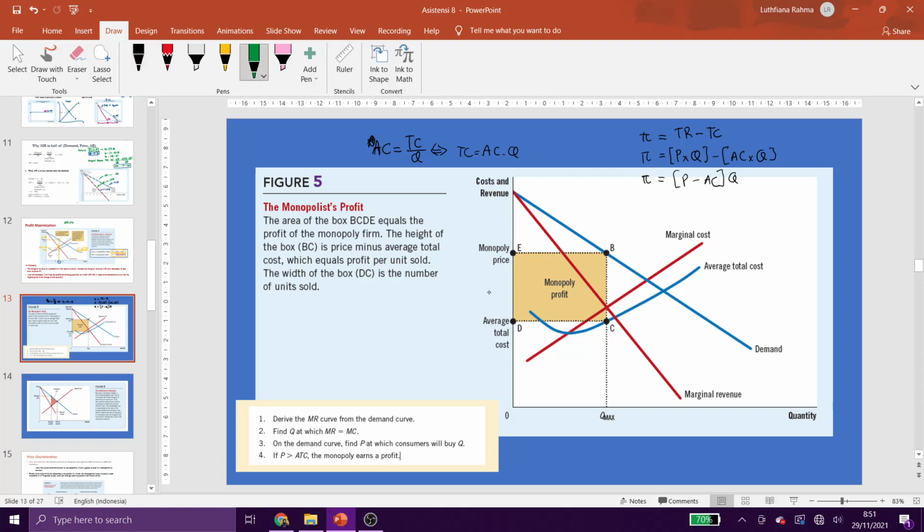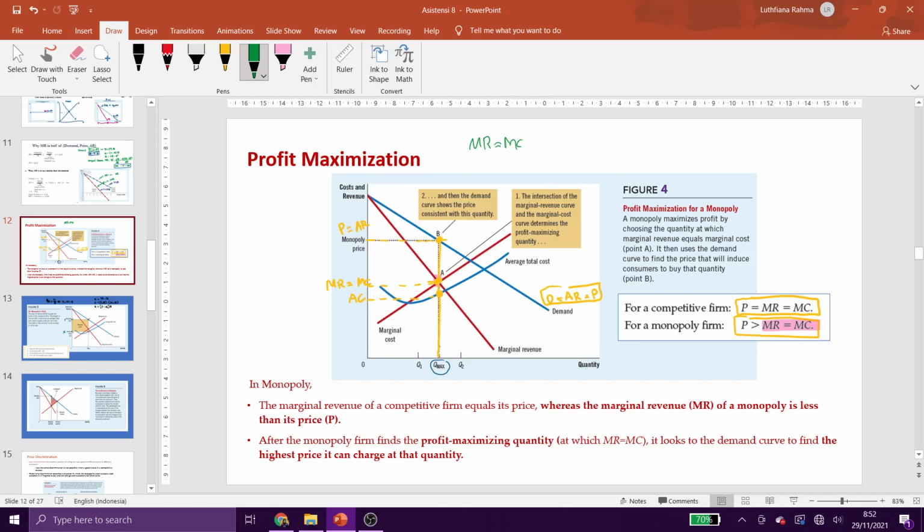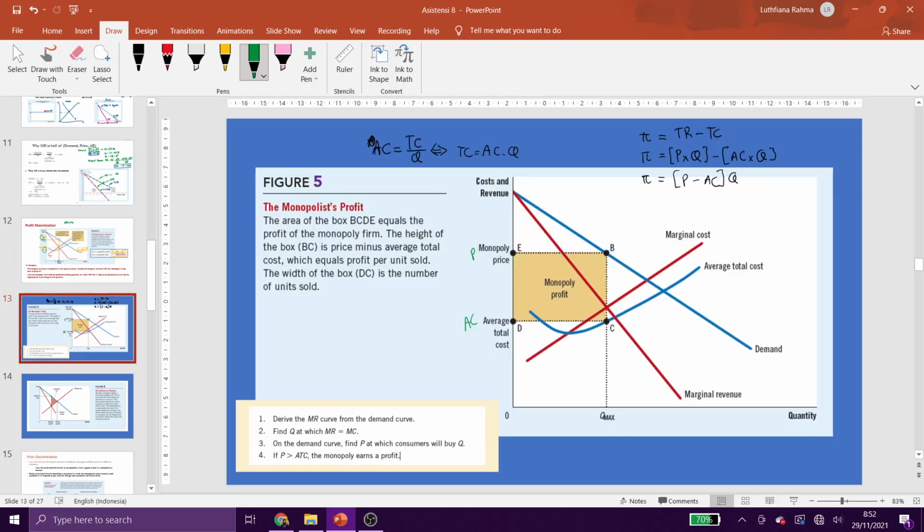So if we have a price that is higher than the average cost, like the previous one here, here's the price and here's the average cost, you will see that the price here is more than the average cost. It means that price minus AC will produce a number that is more than 0. So P minus AC will be positive, right? And we also know that the quantity we produce is always positive also. So we have a positive economic profit.